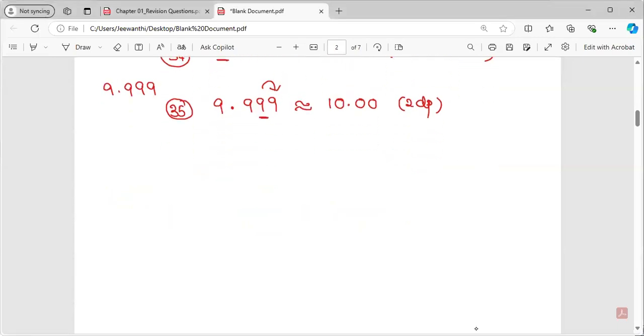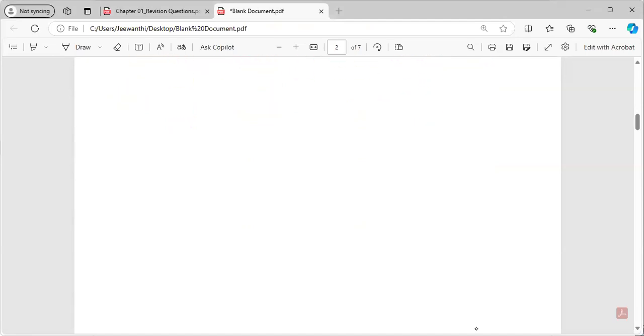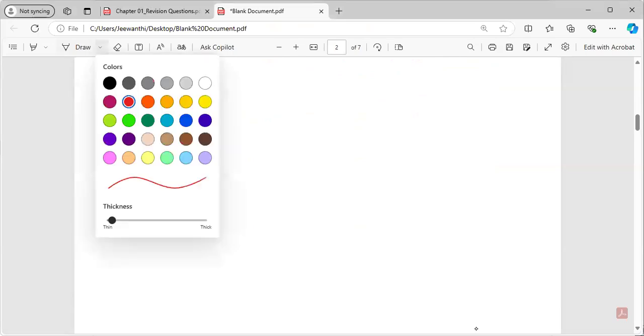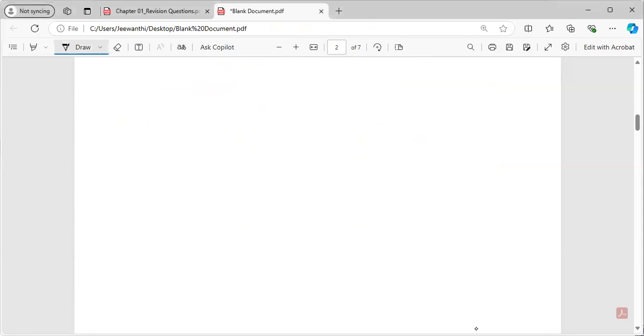So then question number 36 to 40, it is all about the significant figures, right? So then you know how to identify the significant figure. I will quickly explain that if you can't remember. If you have a number, let's say 523, this is the first significant figure, this is the second significant figure, and this is the third significant figure.